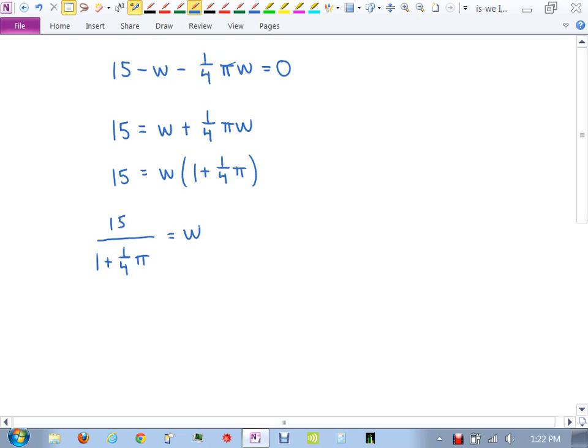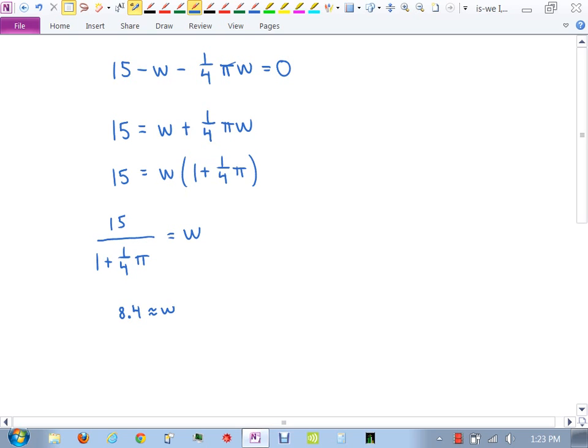Now, just for our own understanding of what that number is, let's get our calculators and get a decimal approximation so we have a better understanding of it as a number. I'm getting 8.4, approximately. So 8.4 is approximately w. Is that within our domain?